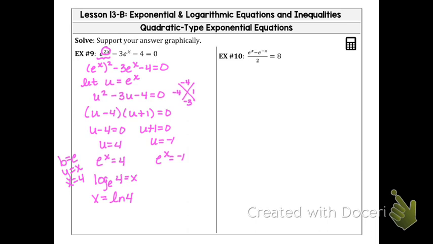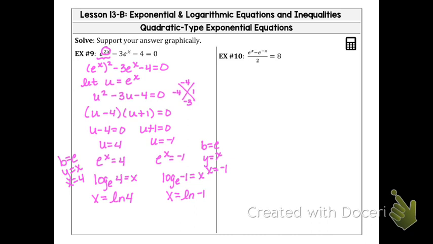Can do the same thing with the other side. So I know that my base is e, b to the y equals x, and so my x is negative 1. So I'm going to change it to log form, so log base b of x equals y, and so x is equal to the natural log of negative 1.